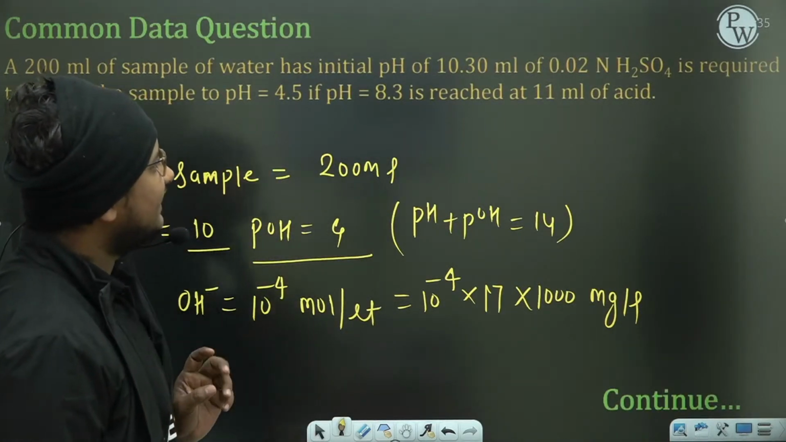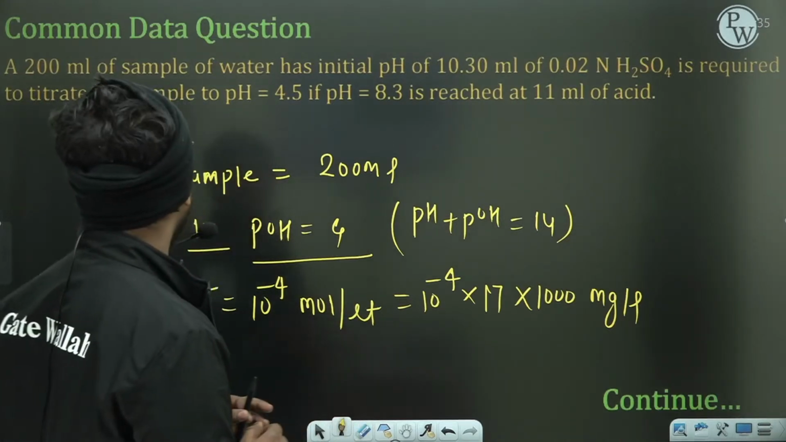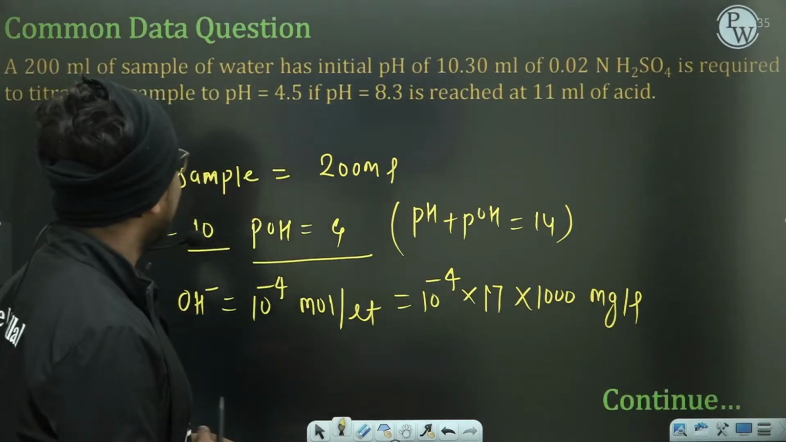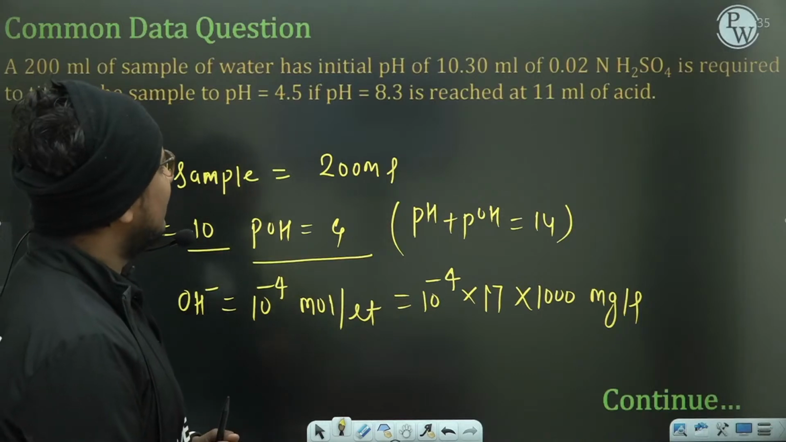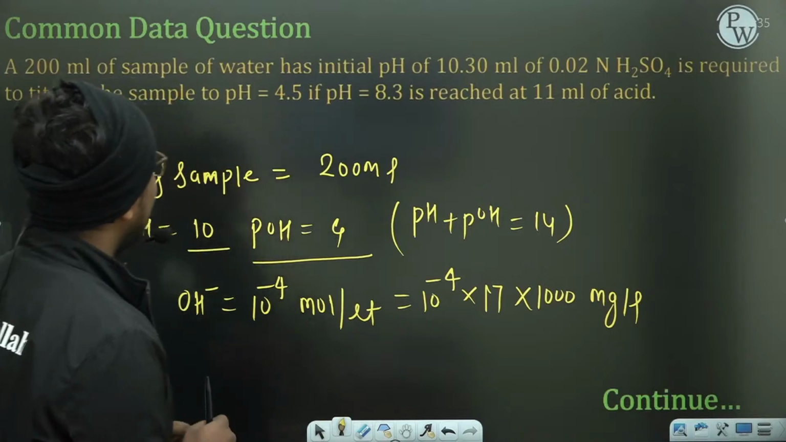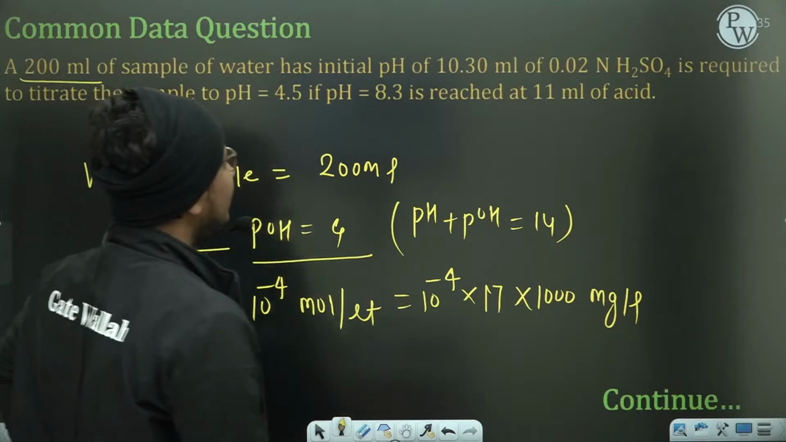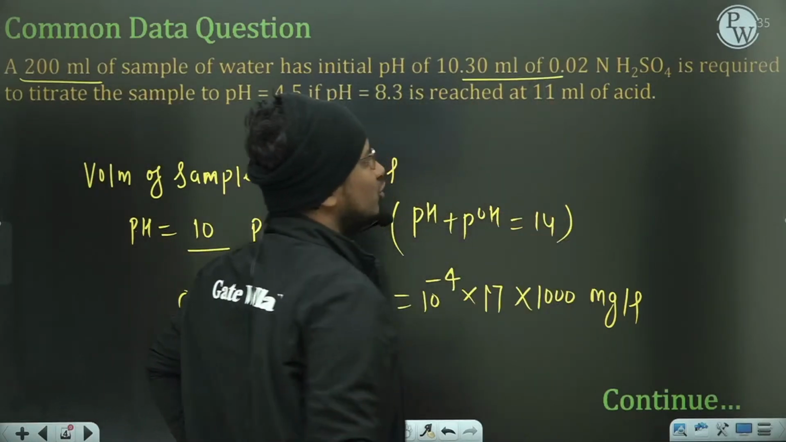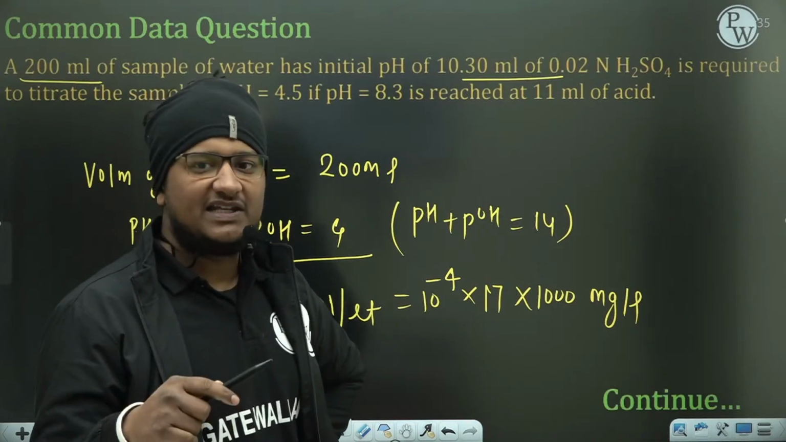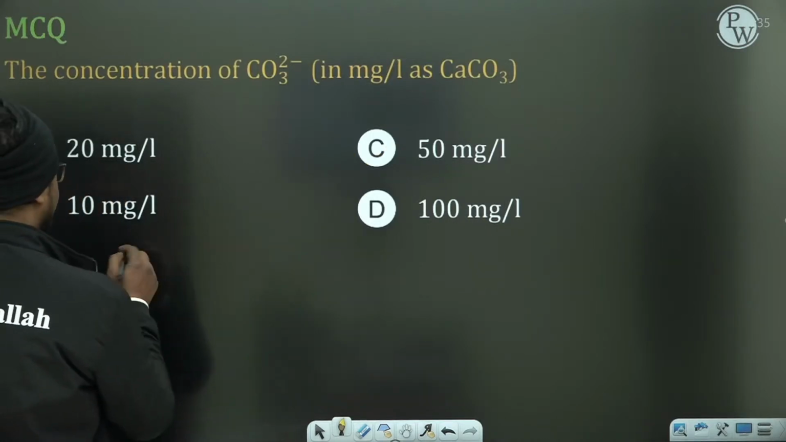What they are telling is that 30 ml of 0.02 normality H2SO4 solution is required to titrate the sample to pH 4.5. If pH 8.3 is reached in 11 ml of acid. We'll understand each and every part in detail. First of all, for 200 ml, we need 30 ml of 0.02 N H2SO4 solution. Generally we represent our value per liter. So for 1 liter, how much titrant will be required?